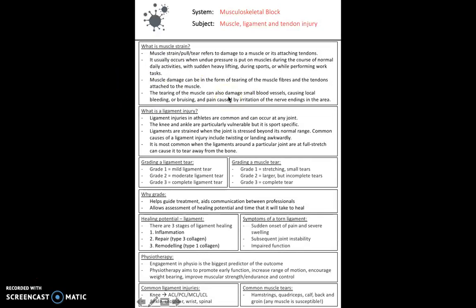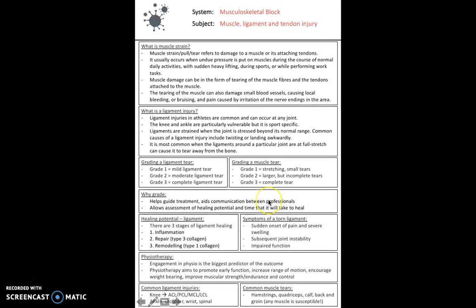Muscle damage can be a form of tearing of the muscle fibers and tendons that attach the muscle, and the tearing of the muscle can also damage small local blood vessels, causing local bleeding or bruising, and pain caused by irritation of nerve endings in that area.